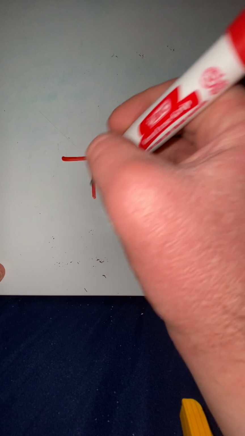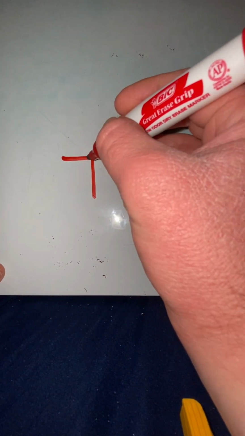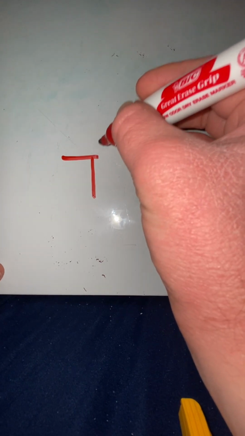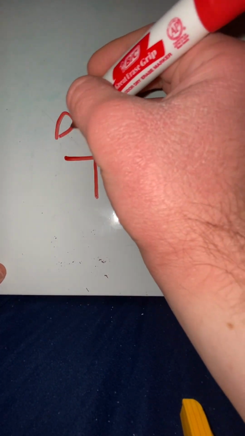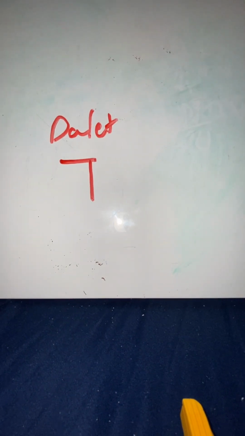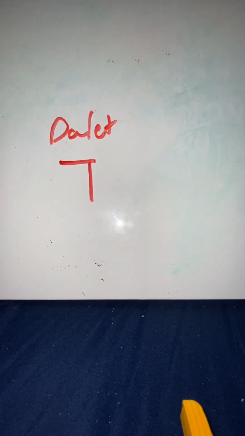Now we come to the fifth letter, and that is Dalet. And this one is basically an upside down backwards L with a little more of a horizontal line that comes past the vertical line, and it makes the D sound, and that is the fifth letter.